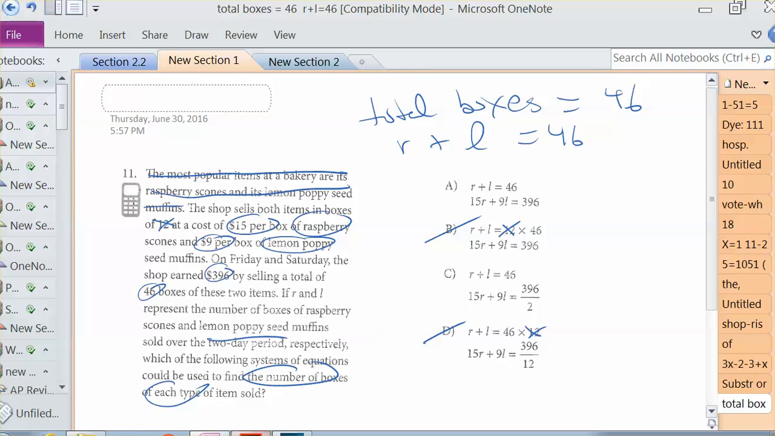Then the money. So I'm charging 15 bucks for every raspberry scone. That's very expensive, but it better be delicious. But it's okay. Lemon poppy seed muffins, yeah, lemon poppy seed is usually the redhead stepchild of muffins. No one really likes those, so they're probably cheaper. Sorry for the extra information you really don't need to know, but that's what happens.